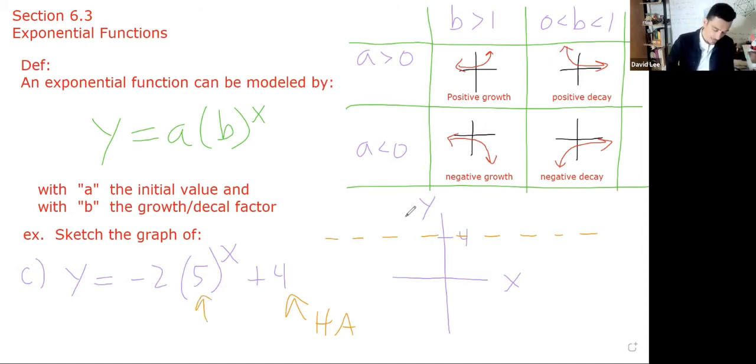Well, this 5 is b, right? This is the value of b in the parentheses, and b is greater than 1. So you know that this is going to be growth, and that this number is negative, so it's going to be negative growth. So this is an example of negative growth with a horizontal asymptote at 4. Negative growth looks like this here, but it has to respect this asymptote. So it looks something like that.